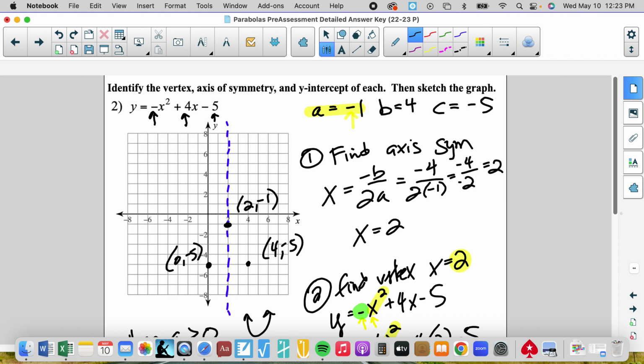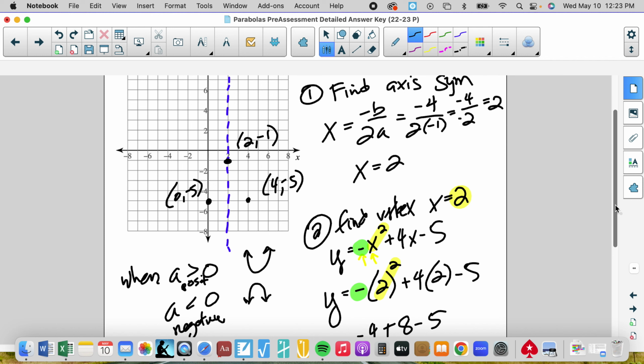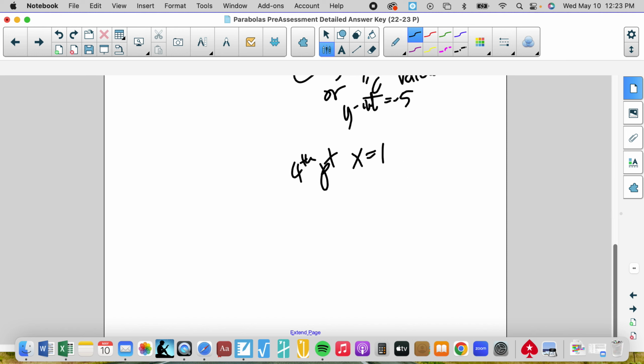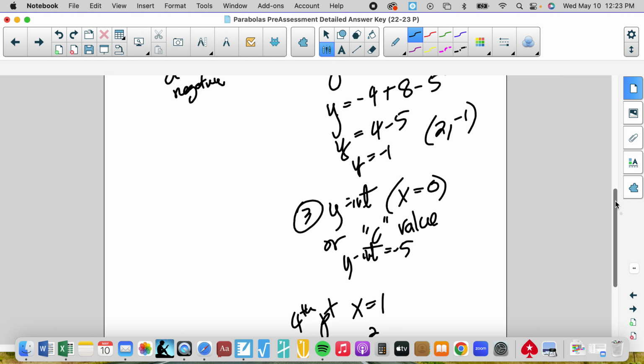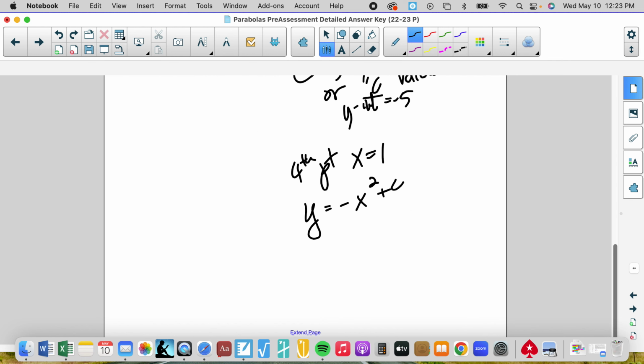I have 3 points. I need a 4th point. I've used 0, 2, and 4. I want a point that is close to the axis or to the vertex. So I'm going to pick 1. So I'm going to find my 4th point by plugging in x equals 1. Here's my starting equation: the opposite of x squared plus 4x minus 5. By plugging in 1, I have the opposite of 1 squared plus 4 times 1 minus 5.